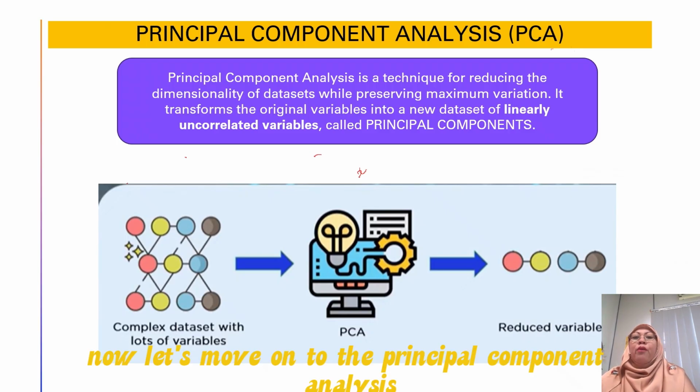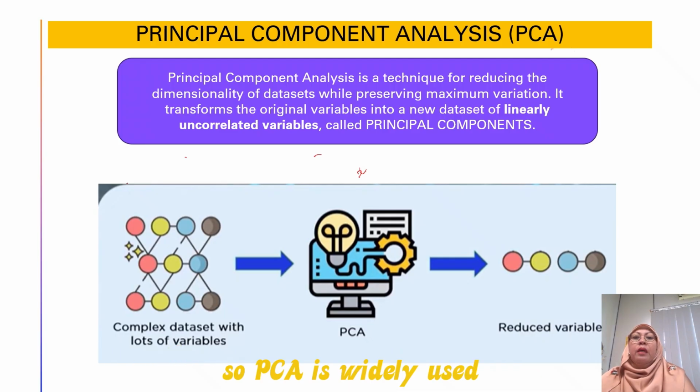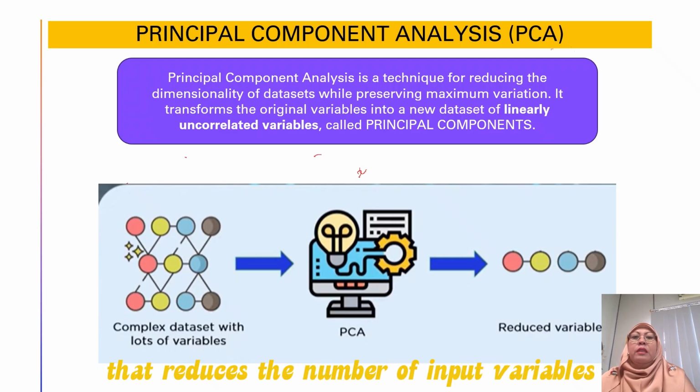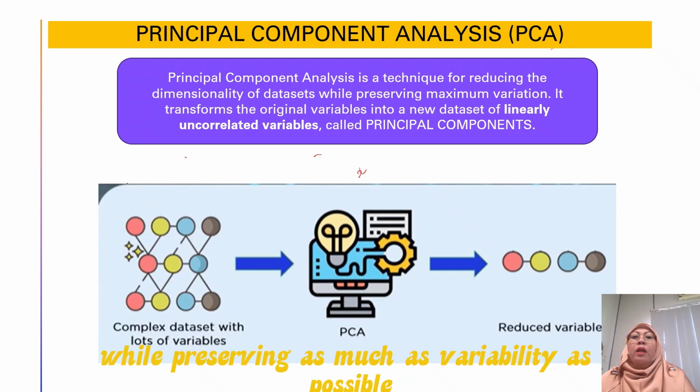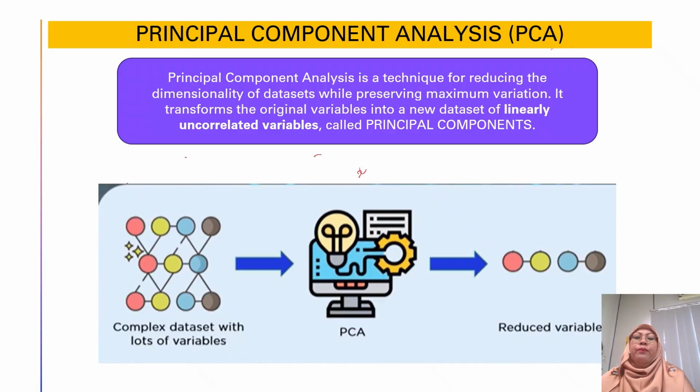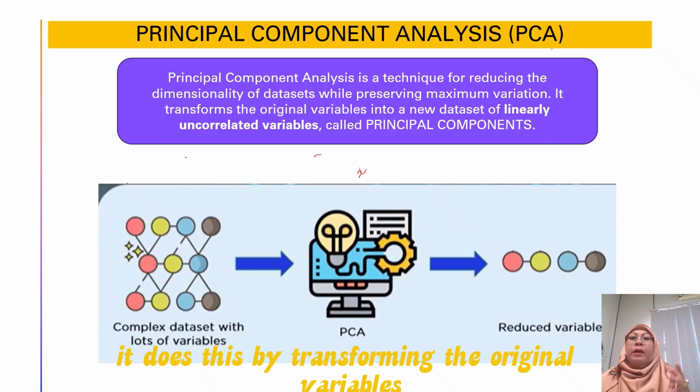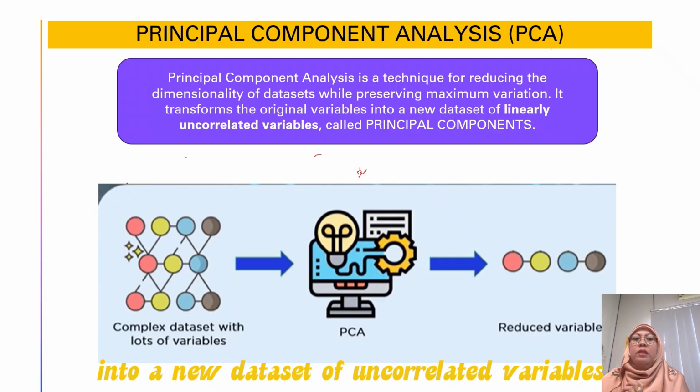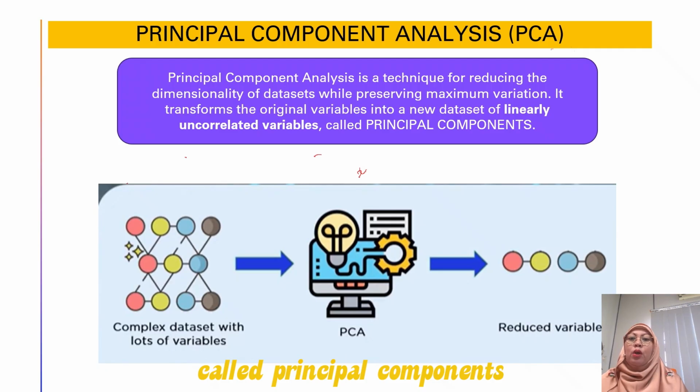Now, let's move on to principal component analysis. PCA is a widely used feature extraction technique that reduces the number of input variables in a dataset while preserving as much variability as possible. It does this by transforming the original variables into a new set of uncorrelated variables called principal components.